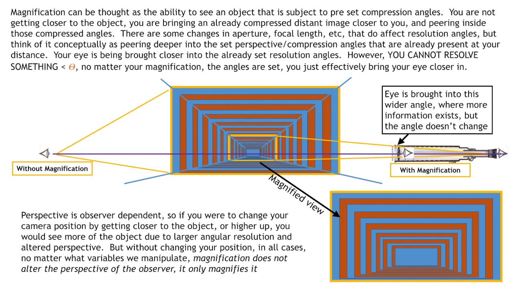So if I magnify this out, you see that I essentially just took the inner compressions and I pulled them out. And that's what you're seeing with magnification. So again, perspective is observer dependent.